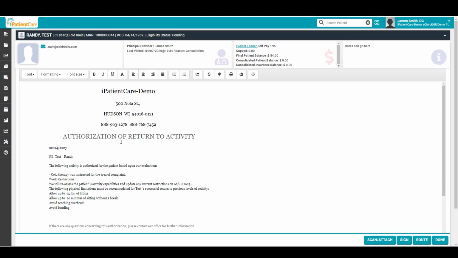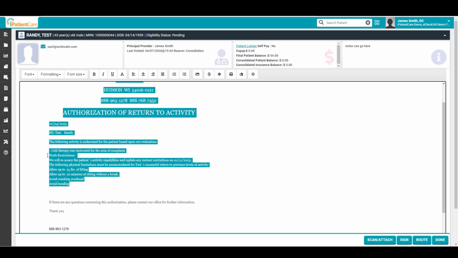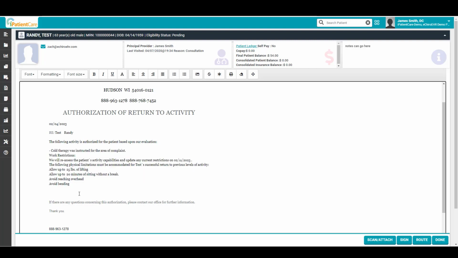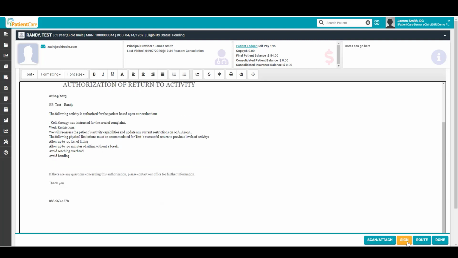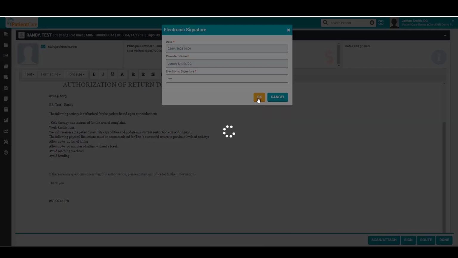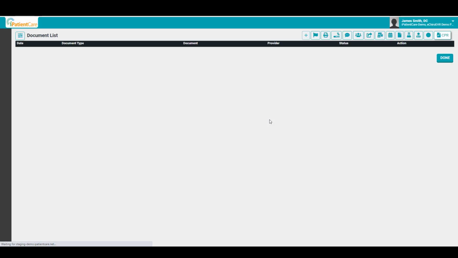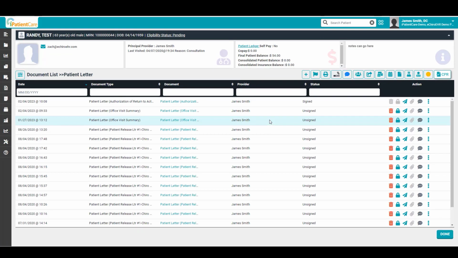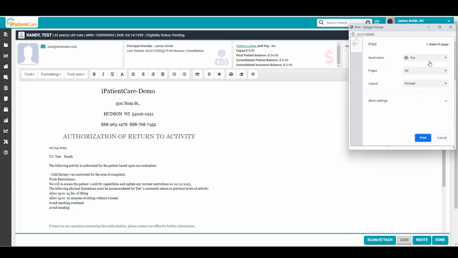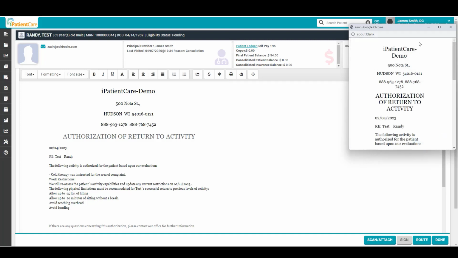That brings forward that authorization of return to activity. And you will see the key sections that we completed within the note are identified in the body of this letter. And we simply click Sign. And we have initiated that letter. Now that can be printed for the patient simply by selecting the print option and either faxing or printing and completing that, providing it to the patient as required.